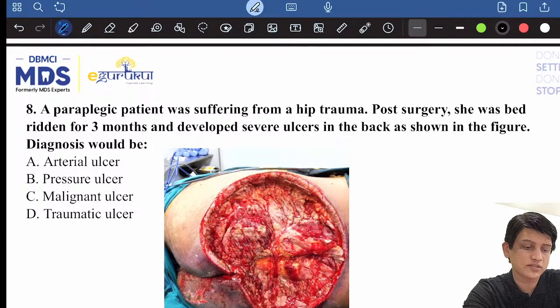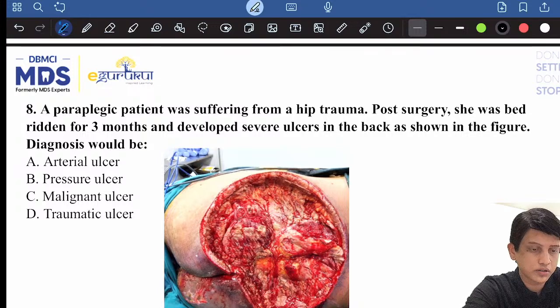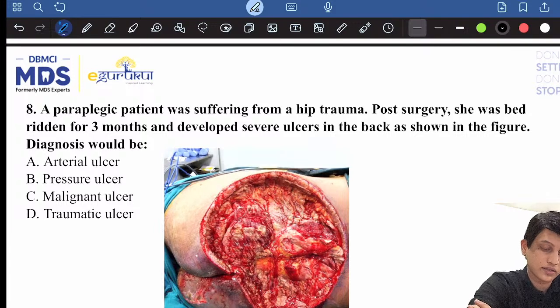Okay, a paraplegic patient was suffering from a hip trauma. Post surgery, he was bedridden for 3 months and developed severe ulcers in the back as shown in the figure. What is the diagnosis in this case? Very good, all of you are answering correctly. It's not an arterial ulcer, not a malignant ulcer, not a traumatic ulcer. It is a pressure ulcer.